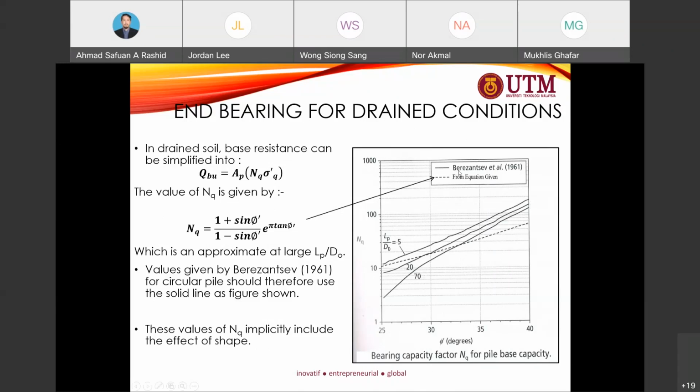based on the Berezantsev equation, the Berezantsev approach, where they differentiate between LP over D naught, which is 5, 20, and 70, or we can use just the equation for the NQ. LP is the length, D is the diameter.